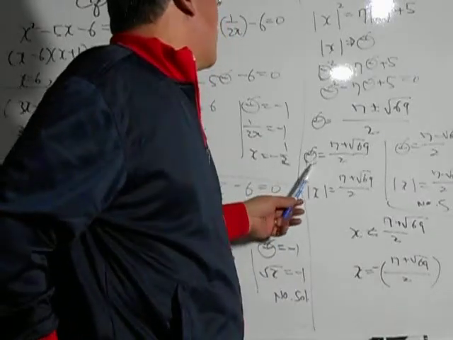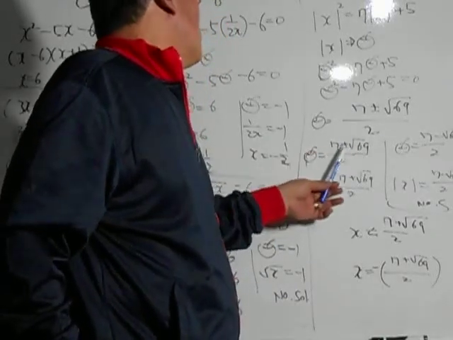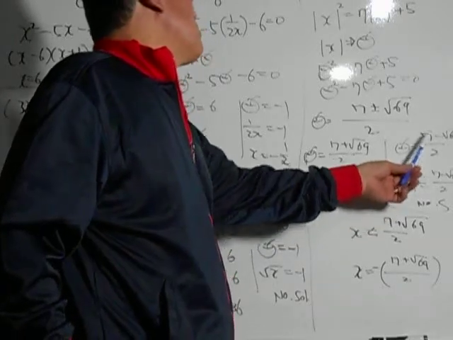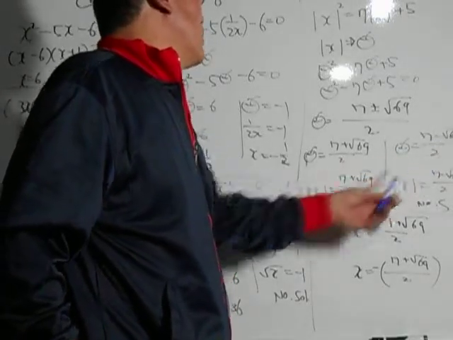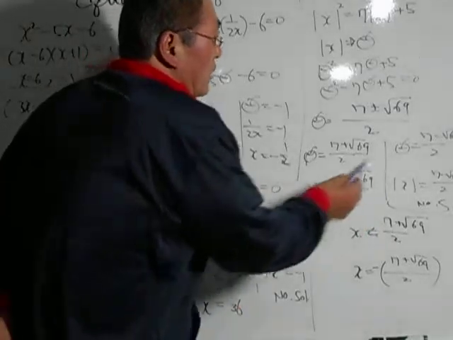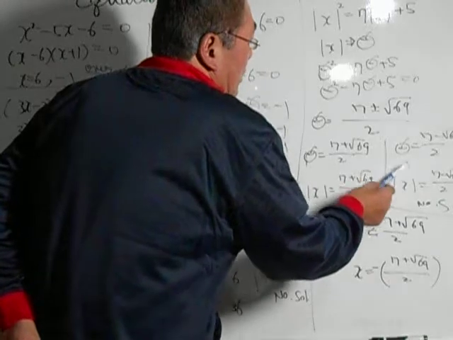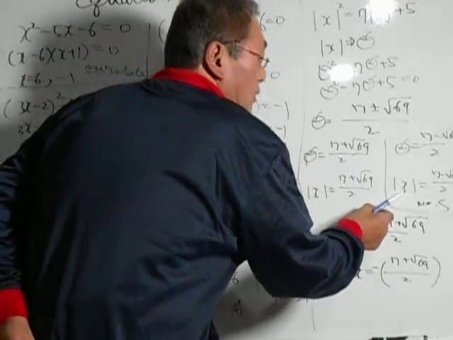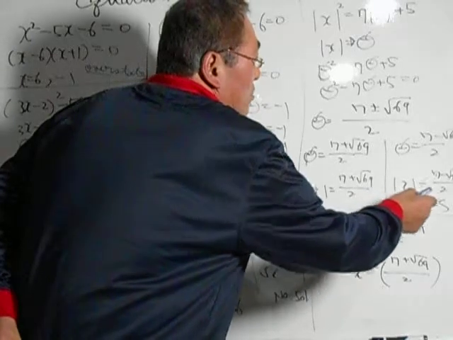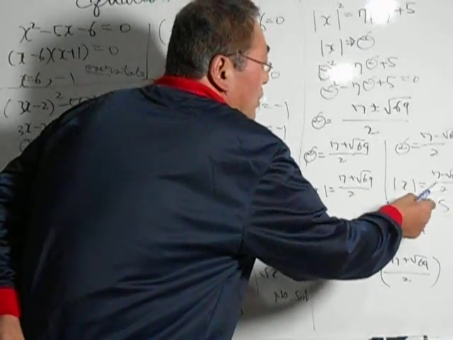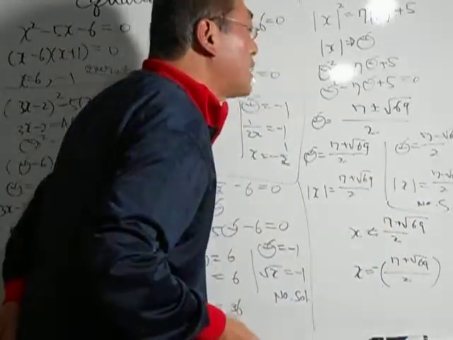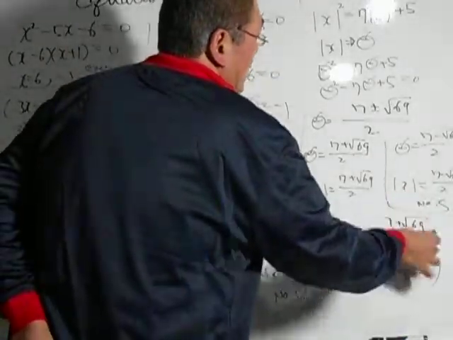So apple is 7 plus or minus root 69 over 2. One of them is 7 plus root 69 over 2. The other one is 7 minus root 69 over 2. Okay? What's inside the apple? We're going to do this one first. What's inside the apple? Absolute value of x. So absolute x is 7 minus root 69 over 2. This value is negative, and absolute value is always positive, so we cannot use this.